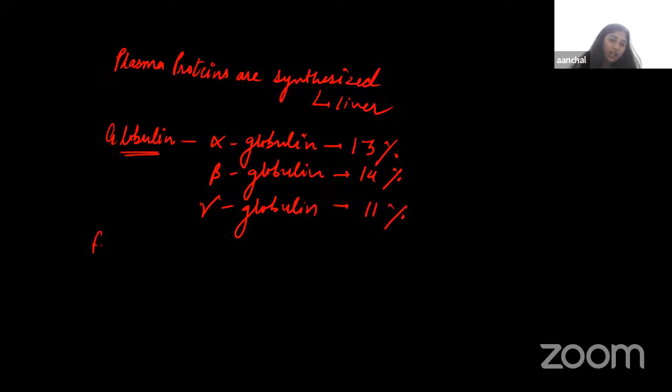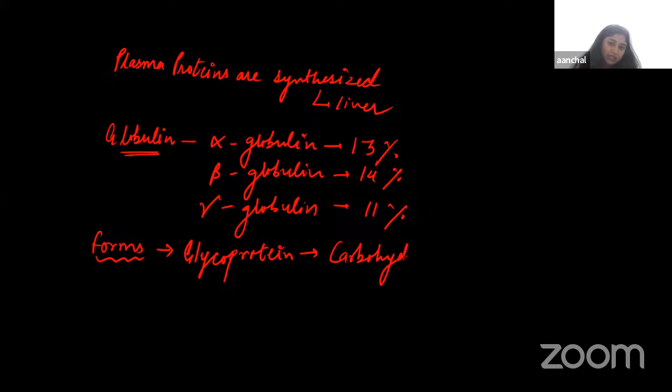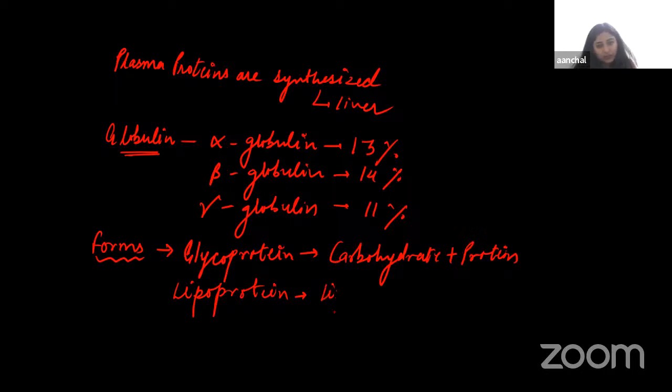Then we also have some other forms of globulin. First we have glycoprotein. As the name suggests, glyco means carbohydrate plus protein, right? Then next we have lipoprotein. Again, as the name suggests, it is lipid plus protein.